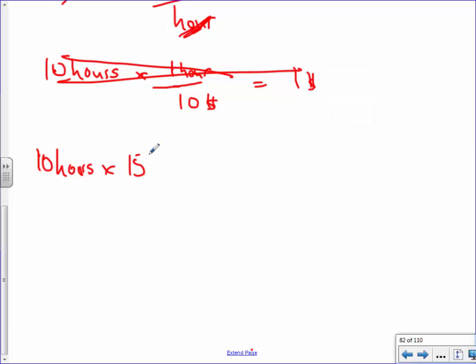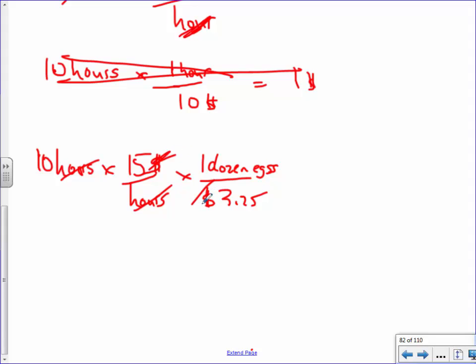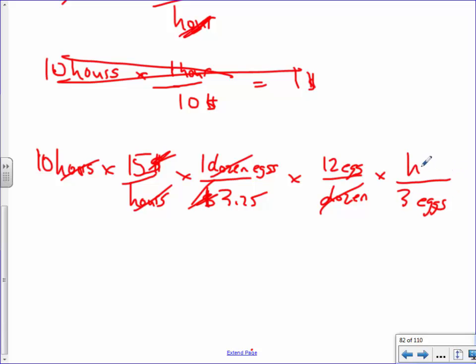So let's say you worked for 10 hours at $15 an hour. See how those cancel? And then you could say that 1 dozen eggs costs $3.25. So now see how the money symbol cancels? And then you could say that there are 12 eggs in a dozen. So that cancels there. And then you could say that you're going to throw 3 eggs at every house.